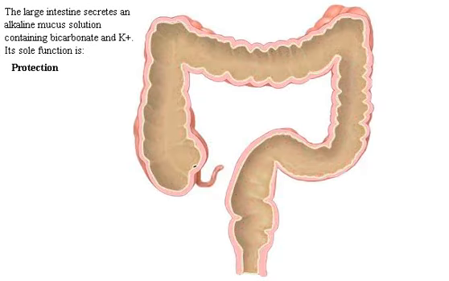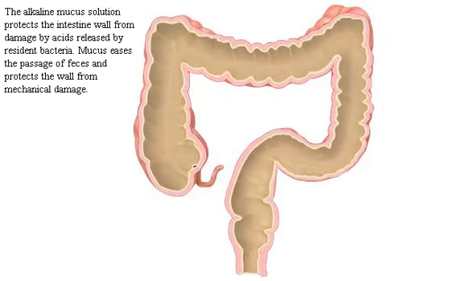The large intestine secretes an alkaline mucus solution containing bicarbonate and potassium. Its sole function is protection. The alkaline mucus solution protects the intestine wall from damage by acids released by resident bacteria. Mucus eases the passage of feces and protects the wall from mechanical damage.